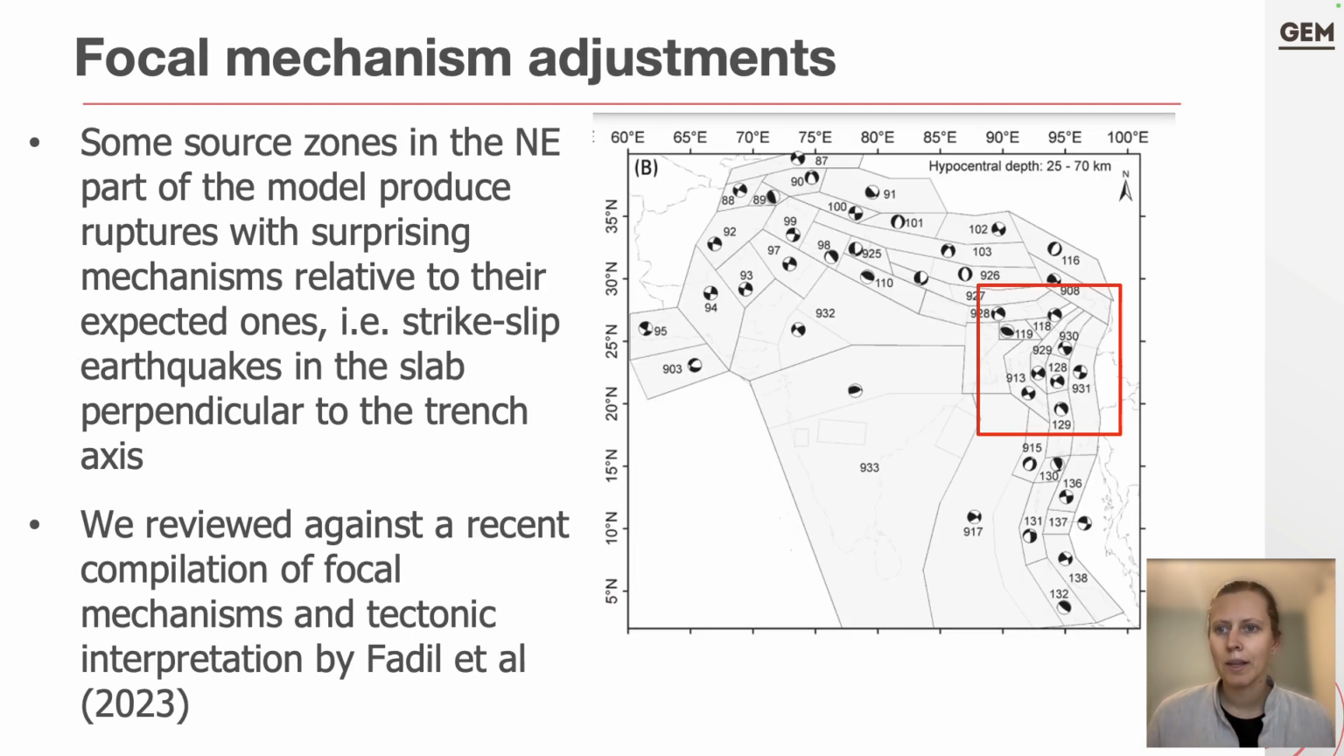We also found that some of the source zones in the northeast part of the model, quite close to Bangladesh, were producing ruptures that we thought had surprising focal mechanisms relative to their expected one. For example, we were seeing strike-slip earthquakes in the slab that were perpendicular to the trench axis. So in order to understand whether this was practical, we looked to some recent literature, including a focal mechanism compilation by Fadil et al.